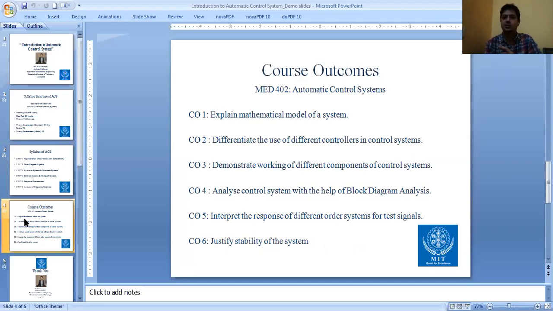CO3 is to demonstrate the working of different components of a control system. CO4 analyzes components with the help of block diagrams, that we want to see how we are going to create block diagrams and how we are going to analyze them. CO5 will talk about interpreting the response of different systems for different test signals, and how they are going to be classified. And finally, CO6 will be justifying the stability of a system. Stability of a system plays an important role to study whether the system is stable or unstable.